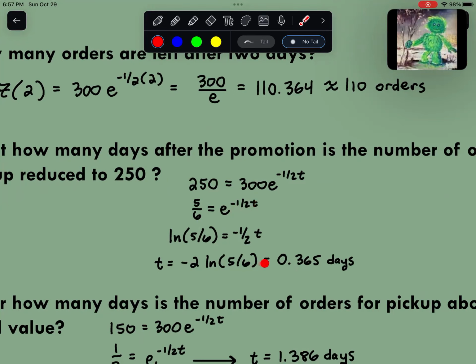Okay. You need a calculator to get anywhere meaningful here. This answer doesn't necessarily resonate with us. Someone tells you, I had to wait -2 times natural log of 5/6 days. That doesn't mean anything, right? So the calculator tells us a little over 1/3 of a day.